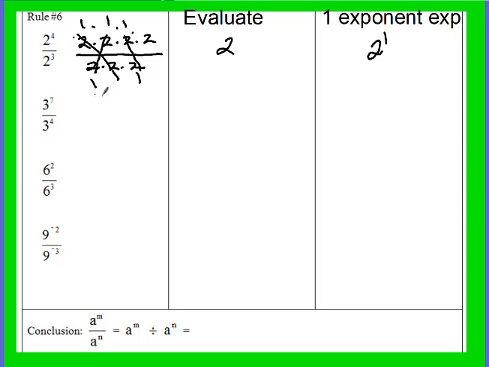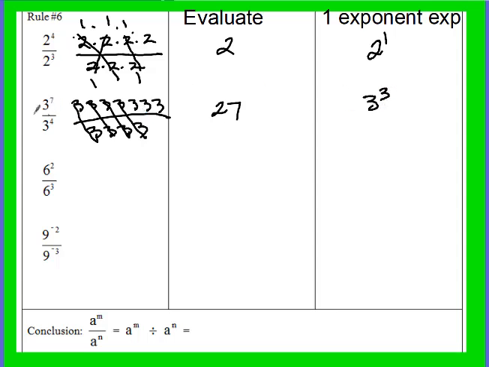I've got 3 to the 7th, so that's going to be 3, 3, 3, 3, 3, 3, 3, divided by 3 to the 4th. And all those 3's right here divide out, divide out, divide out, divide out. And what am I left with? 3 times 3 times 3, which is 27. So my one exponent expression, where are my 3's left? My 3's are left on the top, so I end up with 3 to the 3rd power. So what am I doing with this 7 and this 4 in order to get a 3 as my exponent? We're subtracting them.